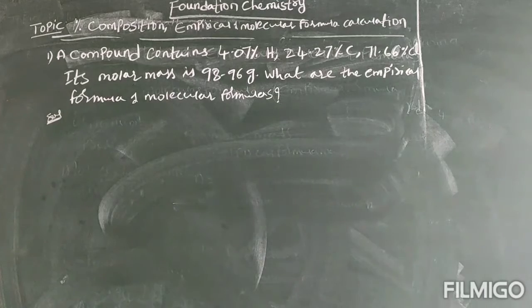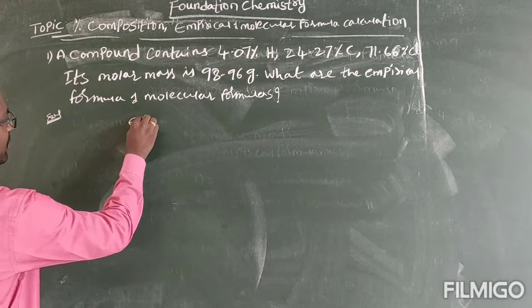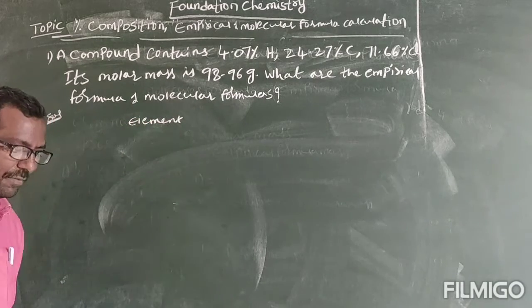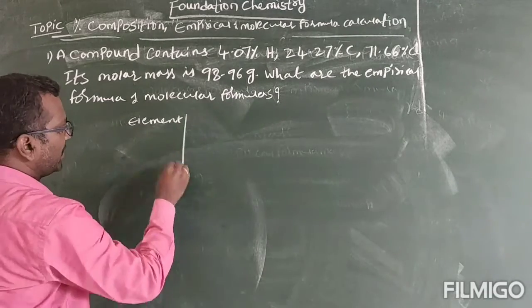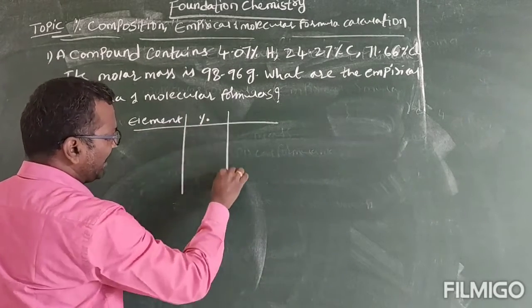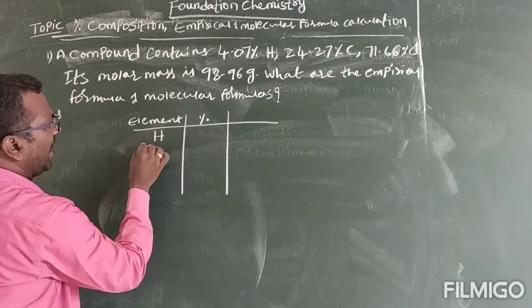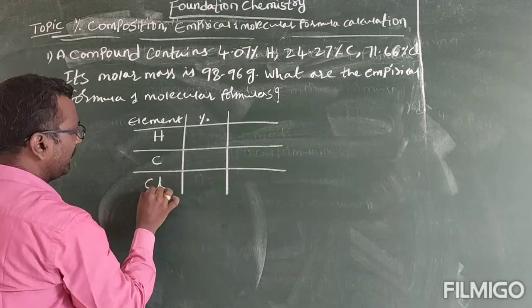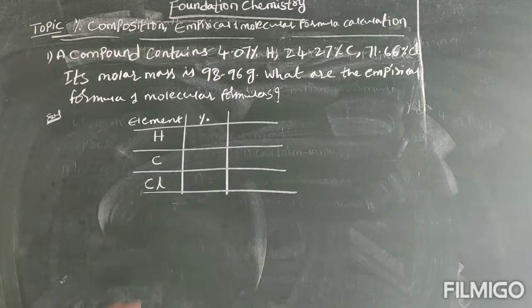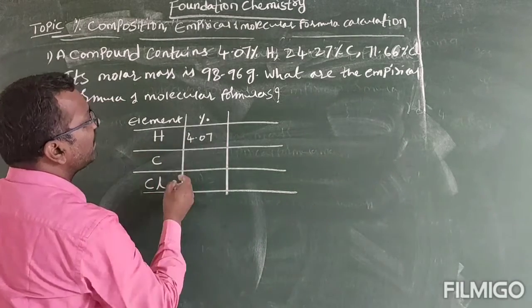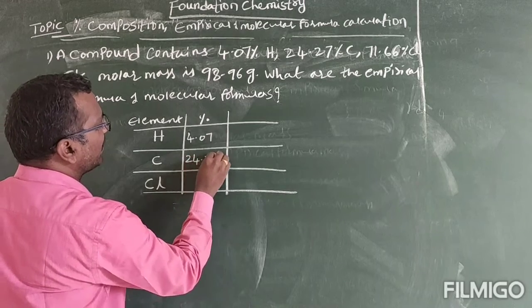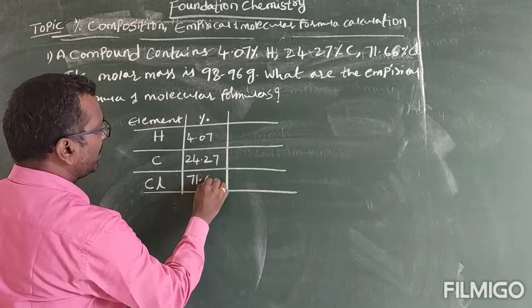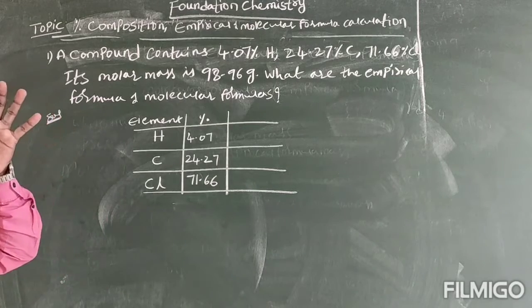Okay. Now how will you do this? First of all, you have to identify what elements are given. First you identify the elements, next write their percentages. The elements given are hydrogen, carbon, chlorine. And write their percentages: 4.07, 24.27 and 71.66. These are the percentages given.